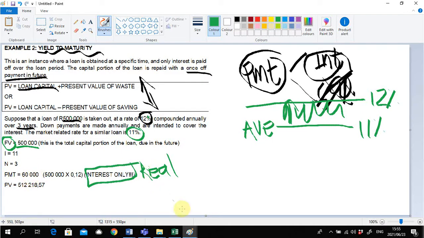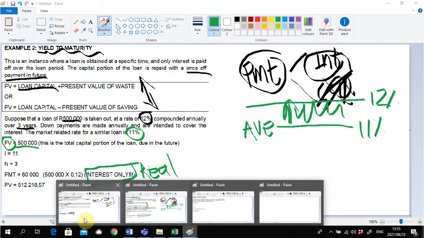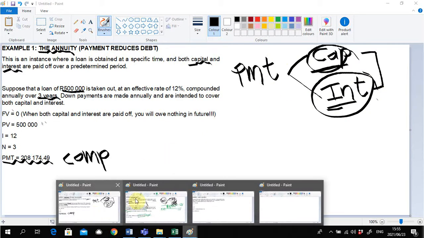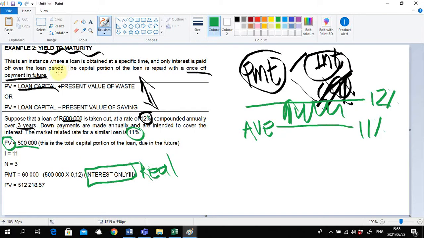In the other example that we looked at, the payment was very difficult to calculate because it had a capital portion as well as an interest portion. But in your example where we are using a yield to maturity, you find that it's easy to calculate the payment because the payment consists of only interest. So we take whatever we owe times the actual rate or the real rate of interest that we are paying, which is then the 500,000 times 12%, which is 60,000.